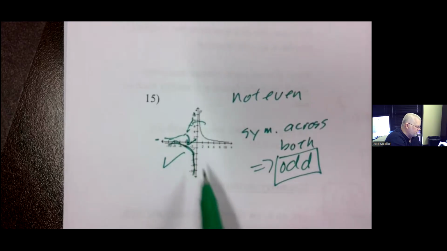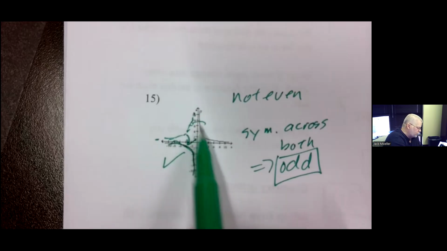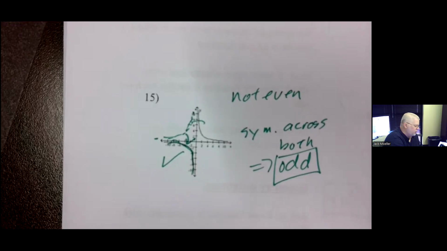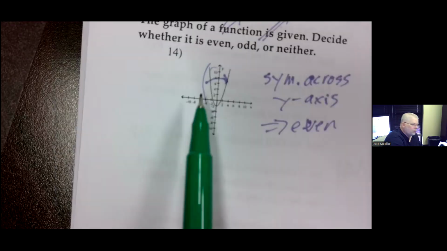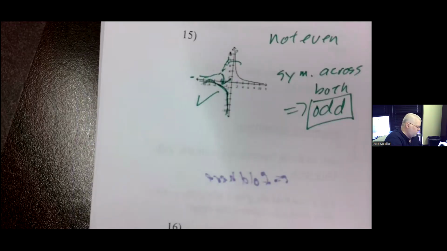Or you take this piece, and again, it doesn't matter which folding you do. If you fold this piece across the x-axis, it would fold up to there, and then you fold that piece across the y-axis, then you get that. So that's what you're looking for, even and odd. You fold it once across the y-axis. If we get the same piece, we're even. If you have to fold it across both, it's odd.